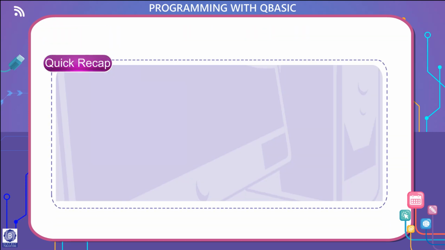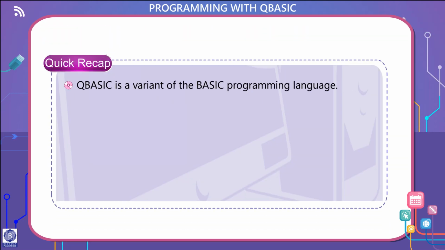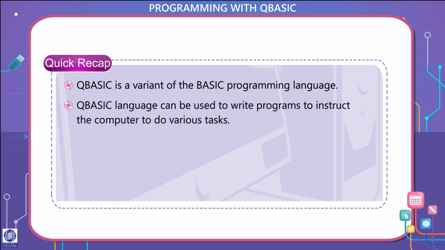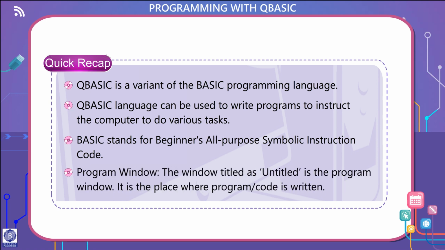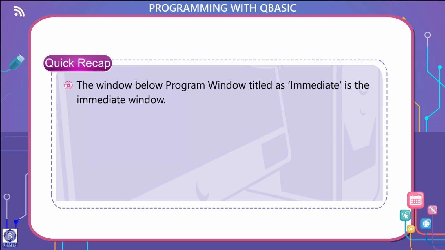Quick recap. QBasic is a variant of the BASIC programming language. The QBasic language can be used to write programs to instruct the computer to do various tasks. BASIC stands for Beginner's All-Purpose Symbolic Instruction Code. Program window. The window titled Untitled is the program window. It is the place where the program or code is written. The window below the program window, titled Immediate, is the immediate window.